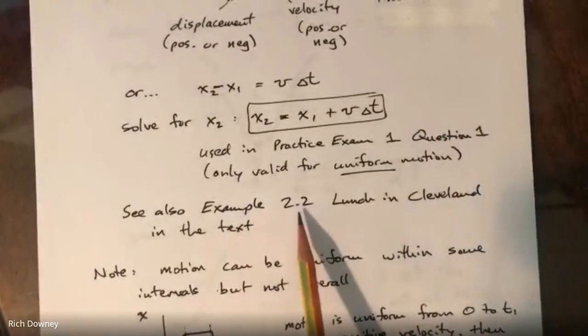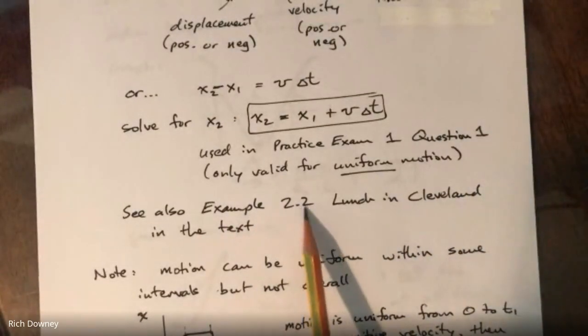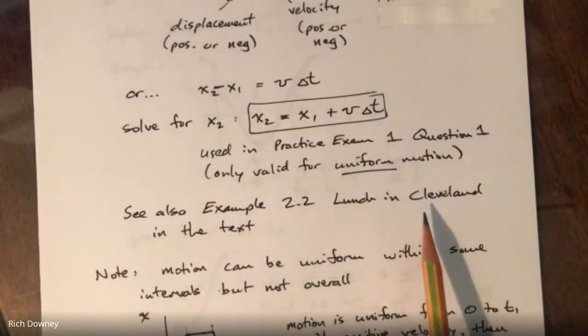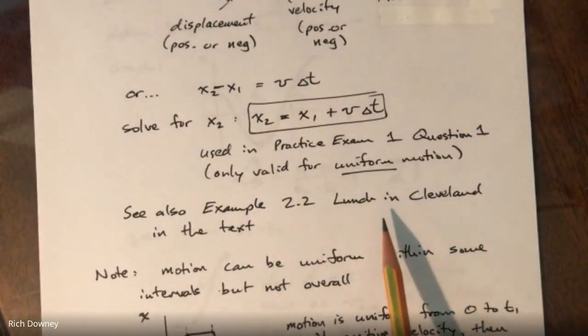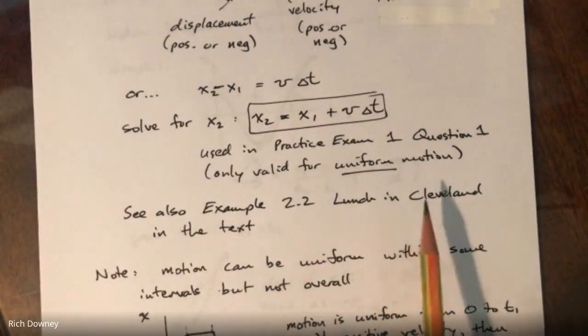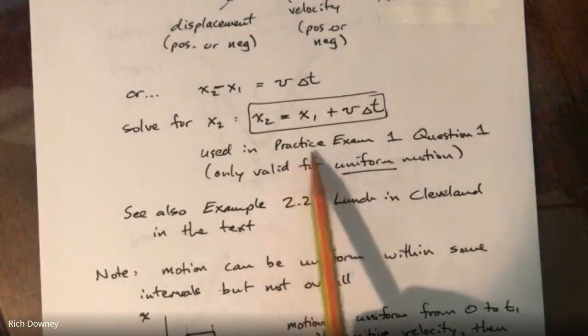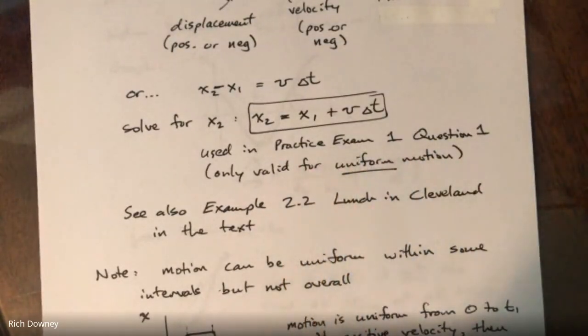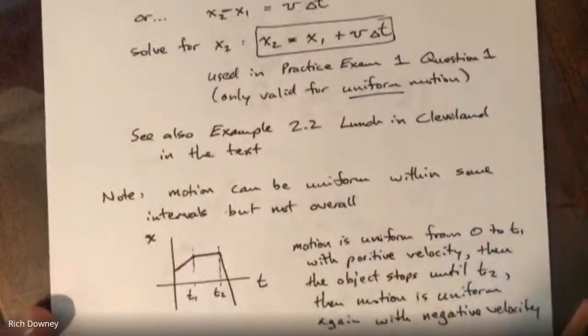There's another example of this, a nice example in the book, example 2.2 called Lunch in Cleveland. It's 2 people starting in different places and then planning to meet for lunch, and they're going at different speeds, and the question is, where do they meet? So it's kind of related, covers the same concepts as question 1 on practice exam 1. Good example. I encourage you to read that.